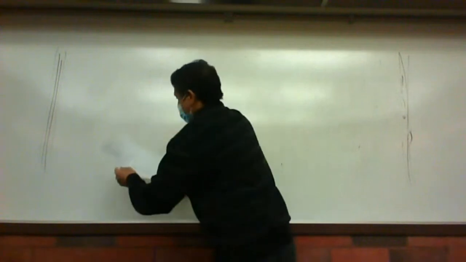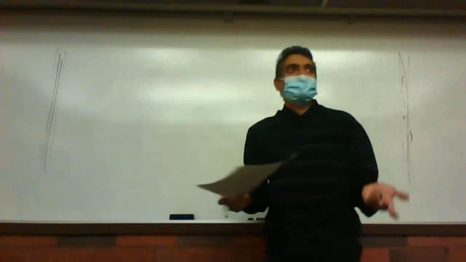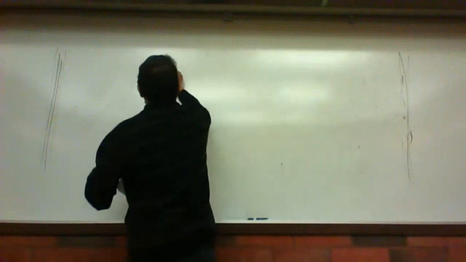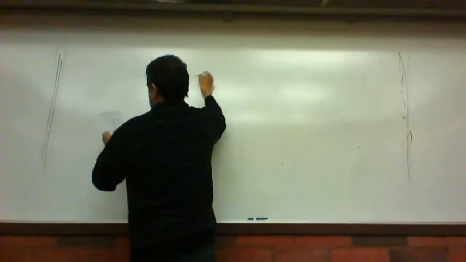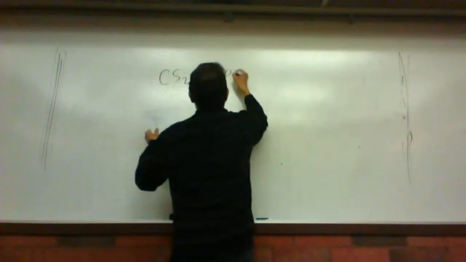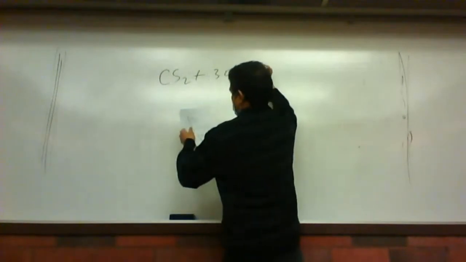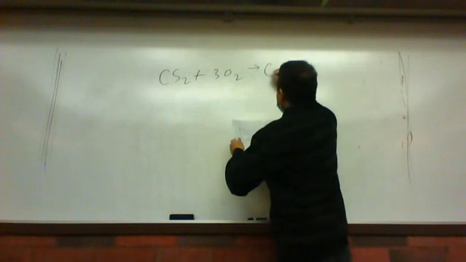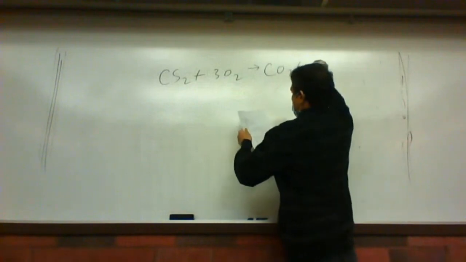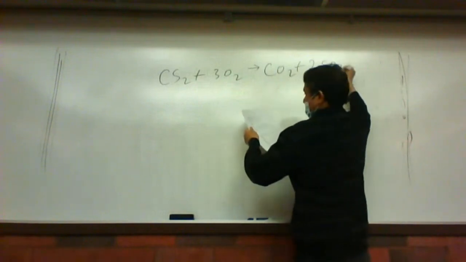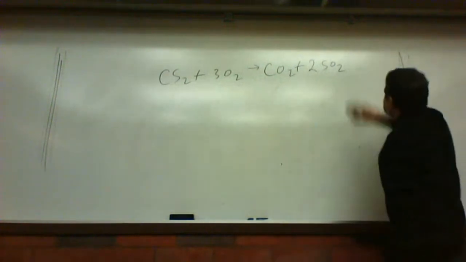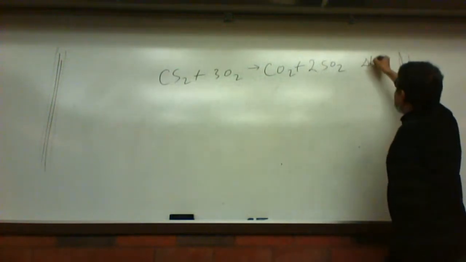So now we are doing the arithmetic. It's very simple mathematics we are doing here, and he is giving here CS2 plus 3O2. So I'm on slide number 13. So I have CO2 here plus 2SO2. So this is balanced like this. So I need to find what the delta H value is here.